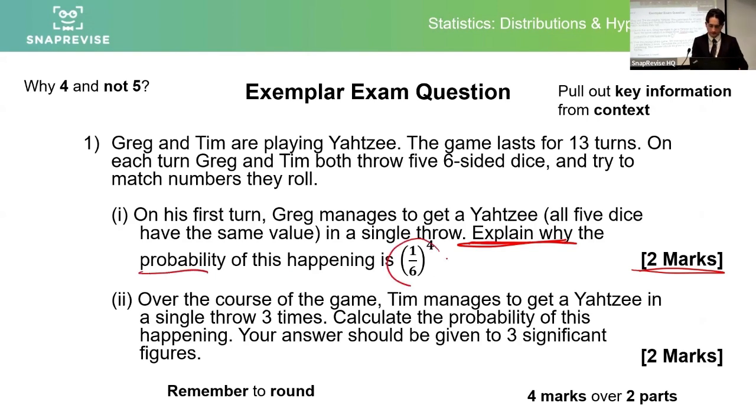Probability. This is the thing we're looking at. Understand the context that all 5 dice have the same value. 13 turns. 5 6-sided dice.